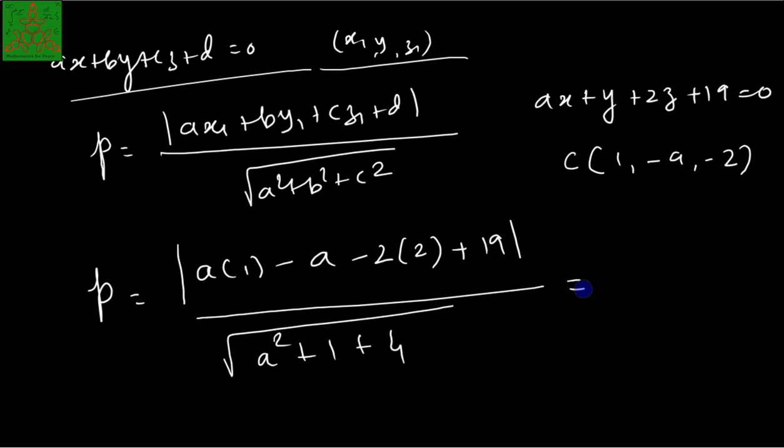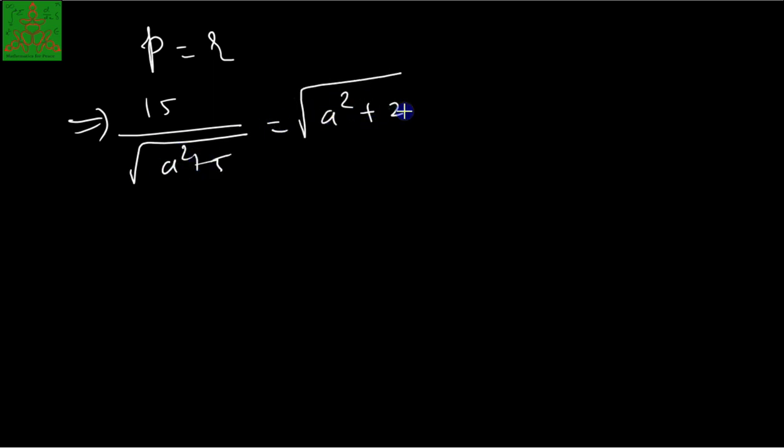So this will give you, this a will get cancelled out. So we will have 19 minus 4, that is 15 upon square root of a square plus 5. And the value of this distance is exactly the same as the radius. So that's why p equals r, and this will give you 15 upon square root of a square plus 5 is exactly the same as square root of a square plus 21.